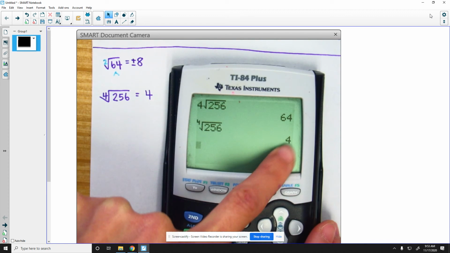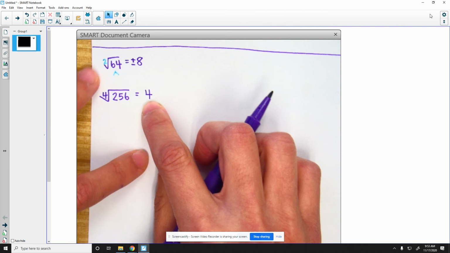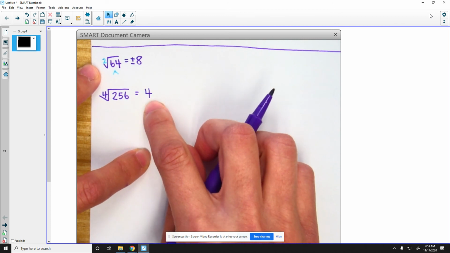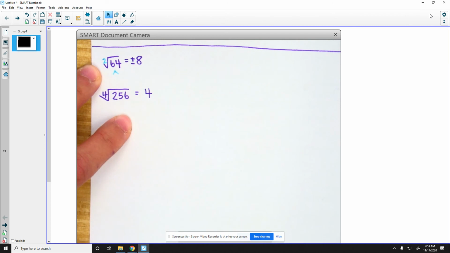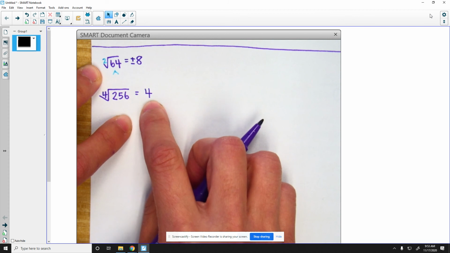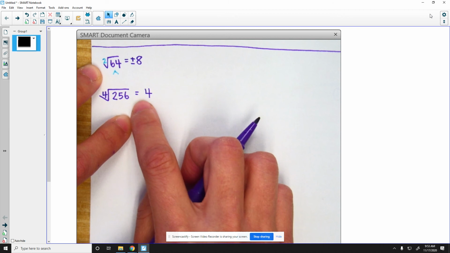My calculator always gives me the positive version, but I have to use my brain and figure out, is it 4? Is it plus or minus 4? Or is it just negative 4? Well, I'll tell you right now, if it were just negative 4, your calculator would say negative 4. So you really just have to decide, is it 4 or is it plus or minus 4? Read: plus or minus 4.